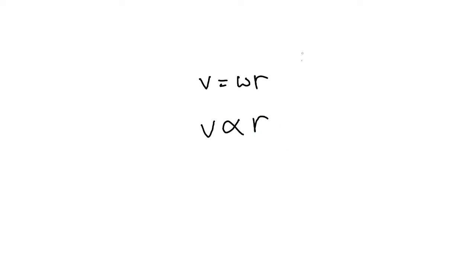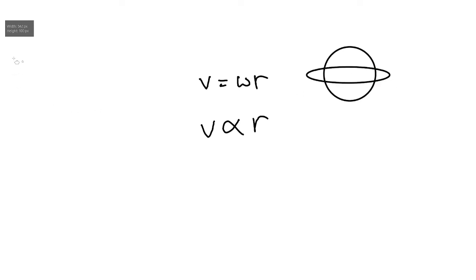Because this is an object within Saturn, if an object is in Saturn, it's going to have the same angular velocity as Saturn. As said before, a rigid object will always have the same omega throughout.